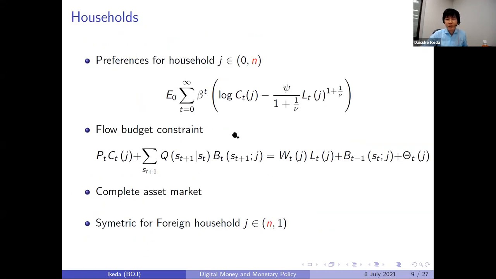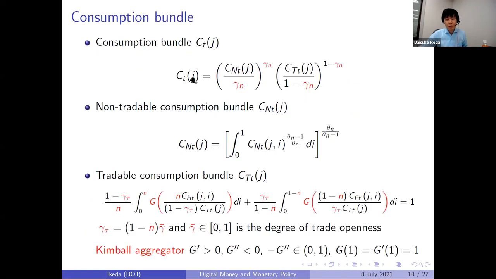The household problem is standard. The preferences are given by log utility in consumption and disutility of labor, with a flow budget constraint. And I assume that the asset market is complete. The consumption bundle consists of a non-tradable consumption bundle and a tradable consumption bundle. The tradable consumption bundle is aggregated by the Kimball aggregator, so there is a kinked demand curve in the tradable consumption sector.